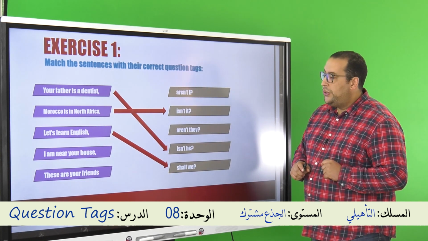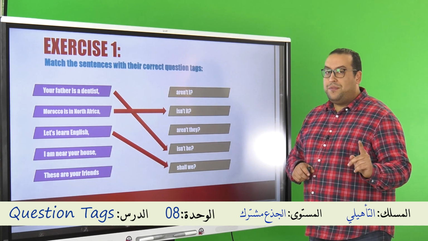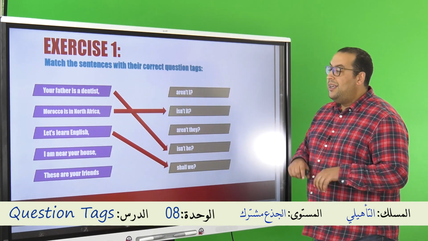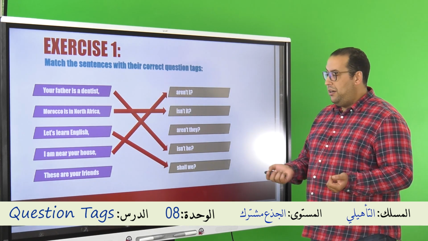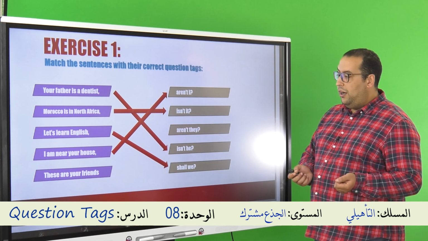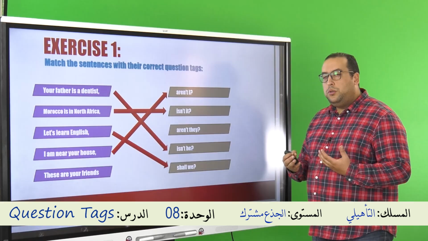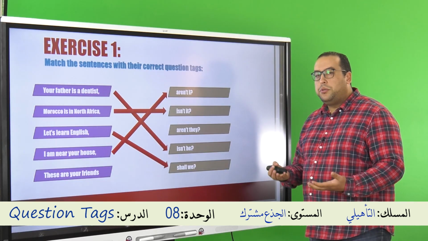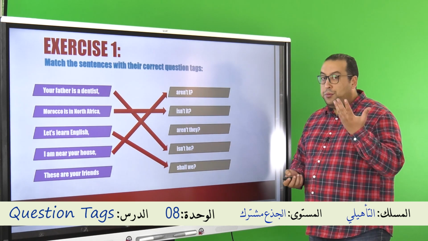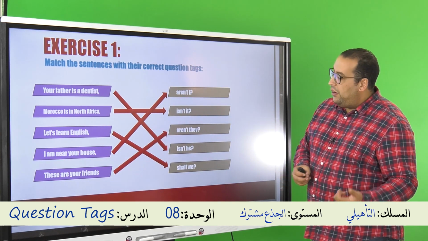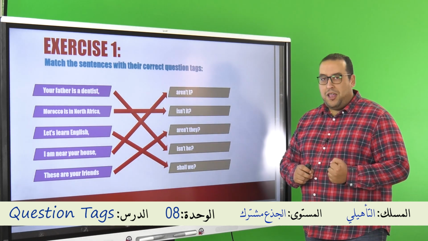I am near your house. Again, the exception: we had the personal pronoun I and the verb to be. So, I am near your house, aren't I? These are your friends. Which people are we talking about here? We are talking about friends. And friends, to which personal pronoun do they refer? Of course, they are plural, so they. These are your friends, aren't they?